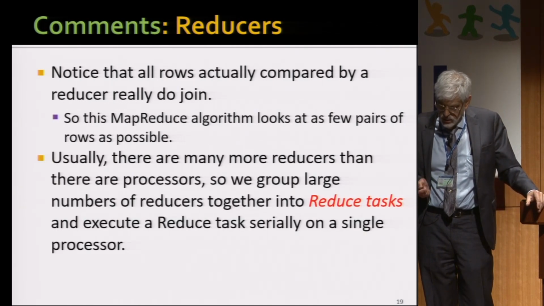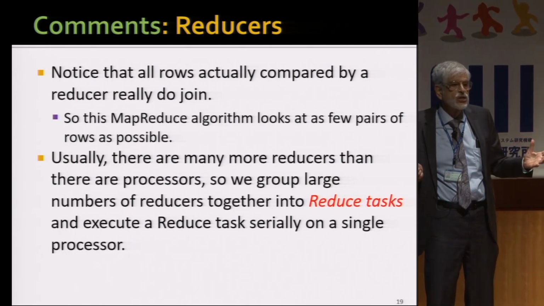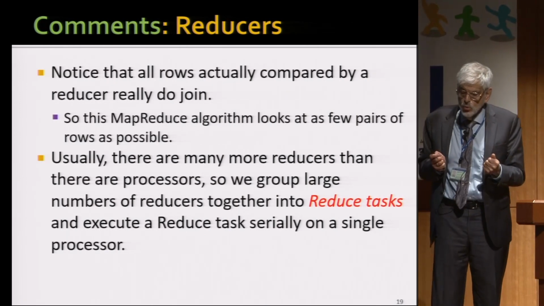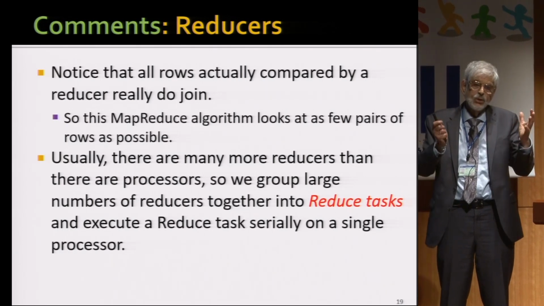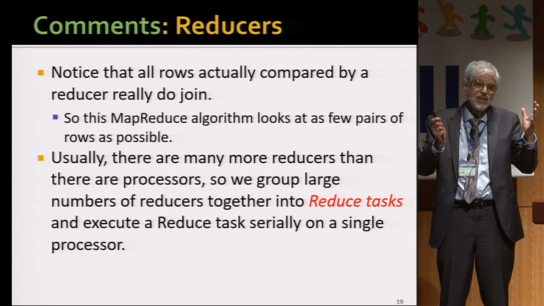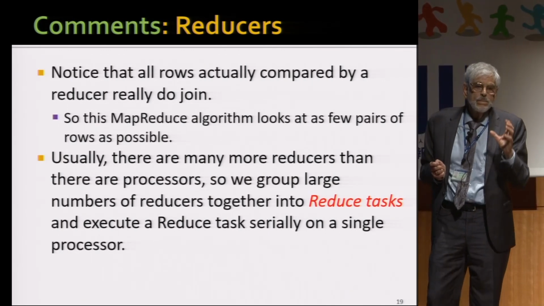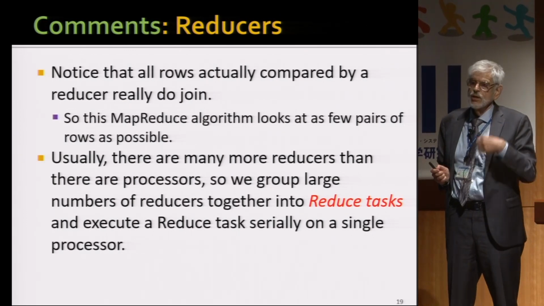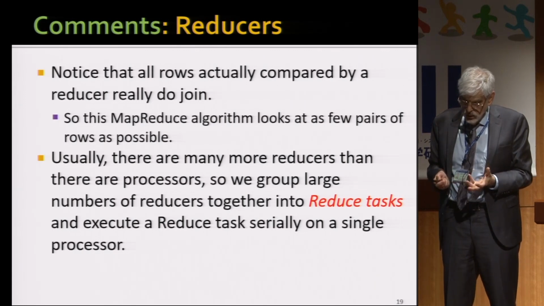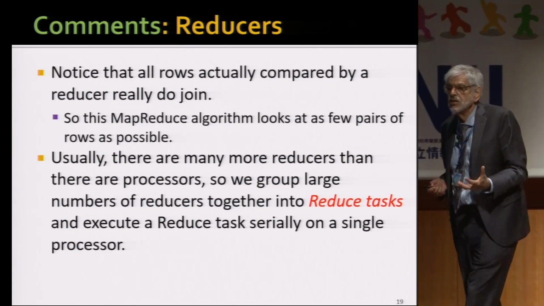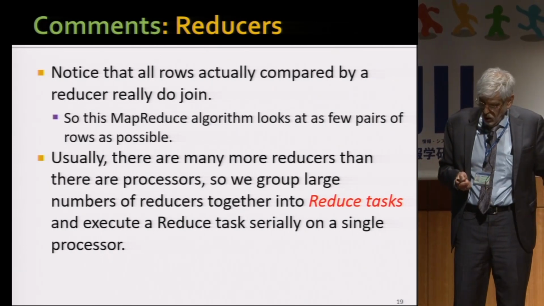Well, it's probably not too important, but usually the number of reducers is very large, so you're going to group them into reduce tasks. Let's say in our example for Facebook, you'd actually have to have 2 billion processors. Nobody's got 2 billion processors. So you group many reducers into a single reduce task. Each reducer in a reduce task is executed serially, but you get as much parallelism as you can get from how many processors you've bought.